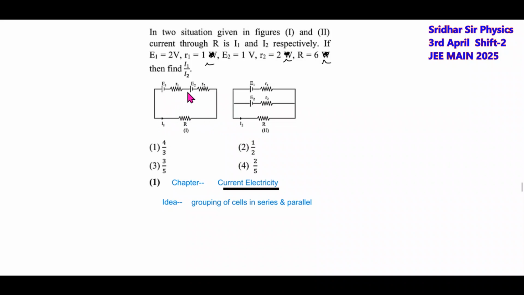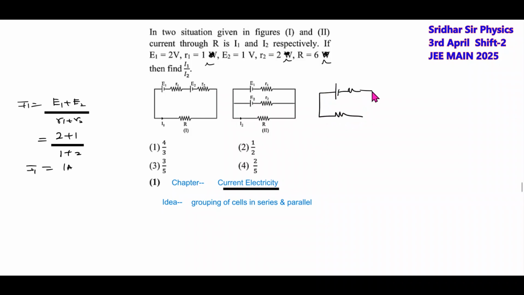Here they are in series. So what is I1? I1 will be equal to E1 plus E2 by R1 plus R2. That is 2 plus 1 by 1 plus 2, which is 1 ampere. What about the current here? Grouping of cells: I replace these two cells with an equivalent cell. This is I2.